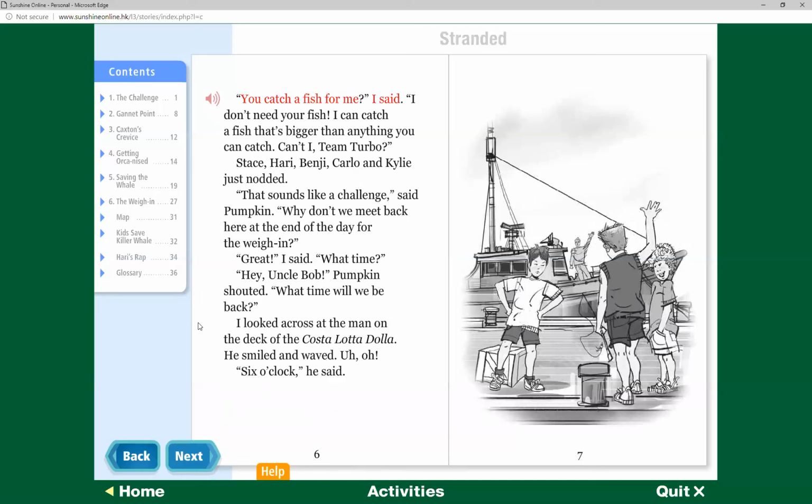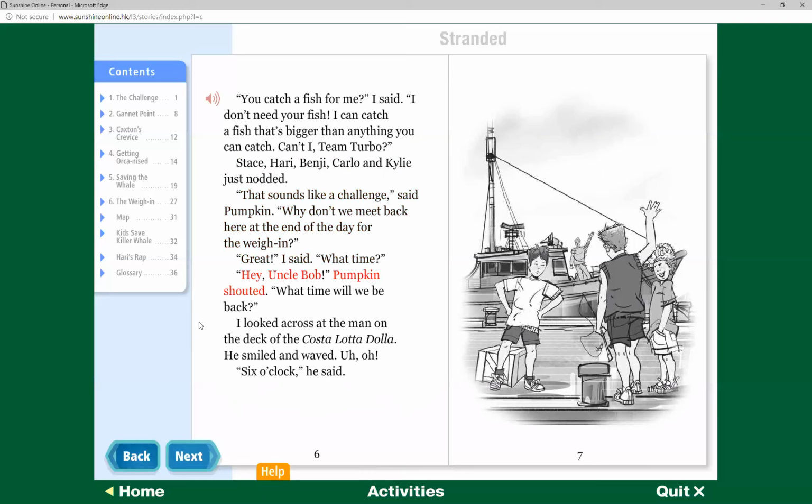You catch a fish for me, I said. I don't need your fish. I can catch a fish that's bigger than anything you can catch. Can't I, Team Turbo? Stace, Harry, Benji, Carlo, and Kylie just nodded. That sounds like a challenge, said Pumpkin. Why don't we meet back here at the end of the day for the weigh-in? Great, I said. What time?